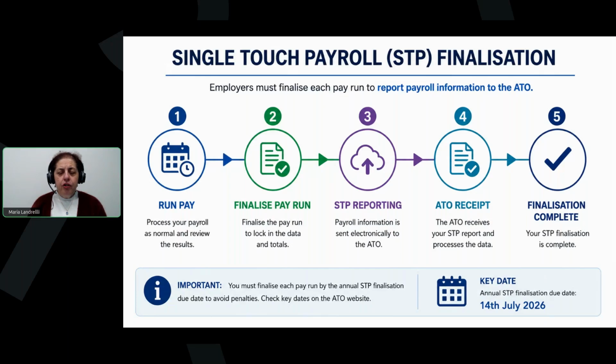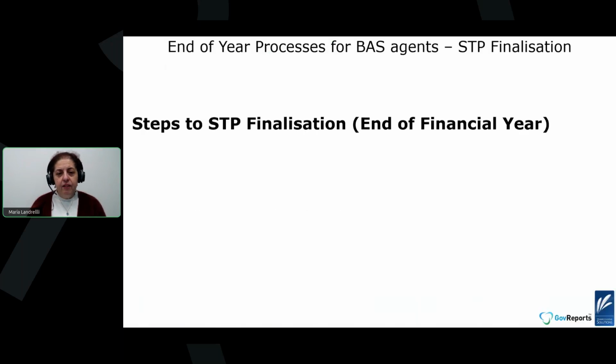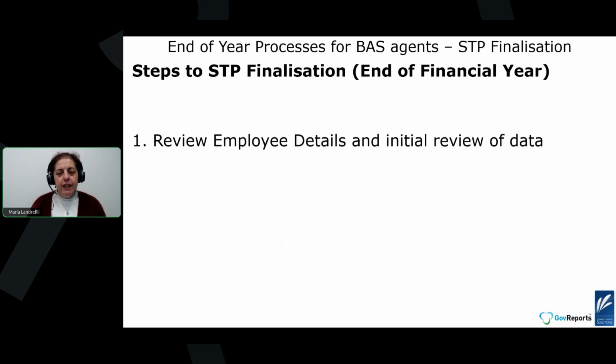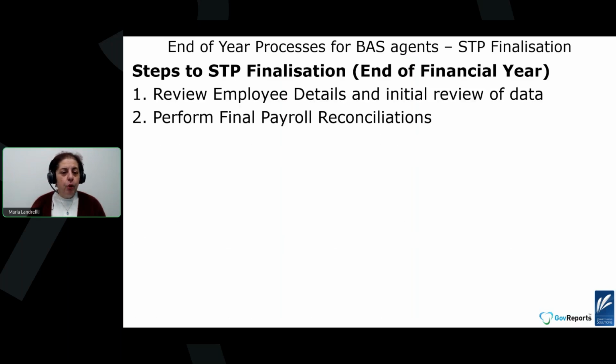So when you're doing your single touch payroll finalisation, you need to have done your pay runs, finalise the pay runs, do the STP reporting and get your receipts, and then the finalisation is complete. Now, most of that is done within the software these days, but I use GovReports to actually send them the authorisation after I've done my checks.